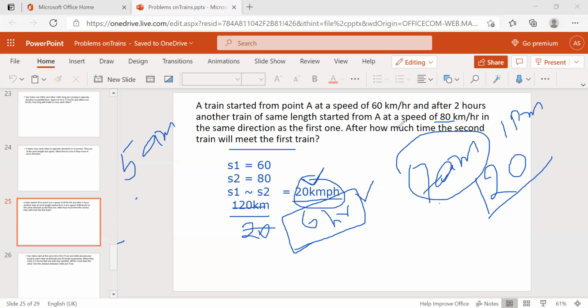If they're asking when it will reach, you say 1 p.m. At 1 p.m. it will reach the first train. Okay, clear? Because the second train is faster. If the second train has the same speed or less than the speed of the first train, it never catches up. Okay, clear?